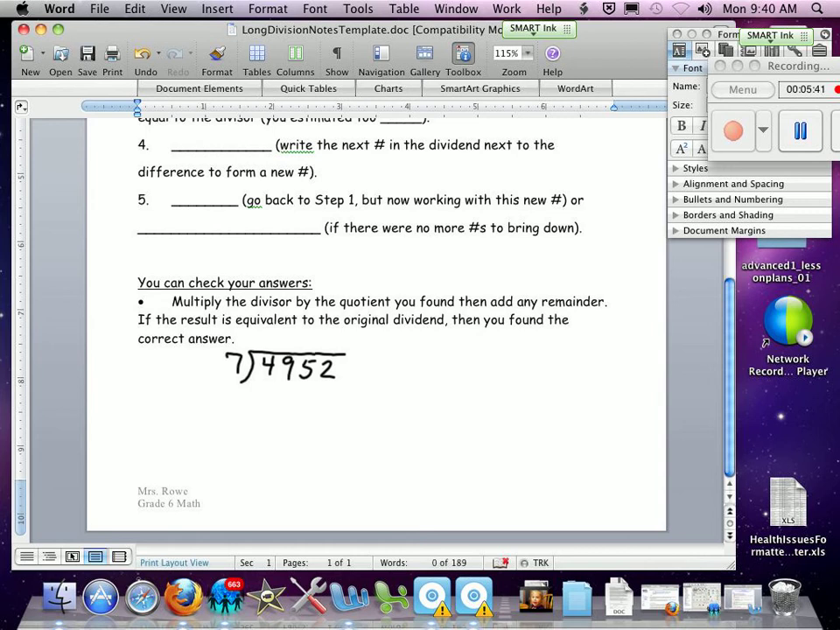So first we're going to ask ourselves, what's the first step? Dad tells us to divide. So Dad tells us to think about how many times does 7 go into 4? 0, it doesn't. Some people write a 0, some people mark an X up there, some people just leave it blank and know to shift over. That's a personal preference type thing. Now we're going to move over to the next step.